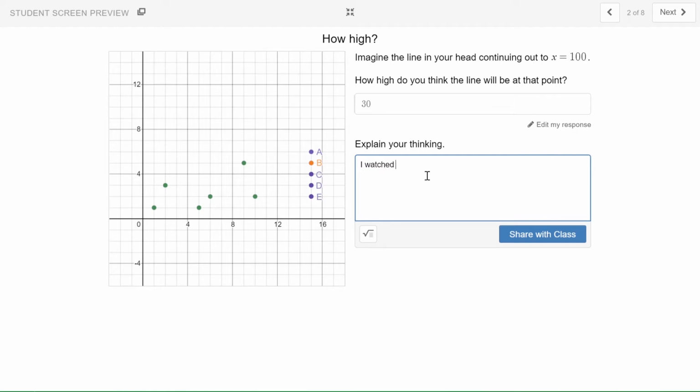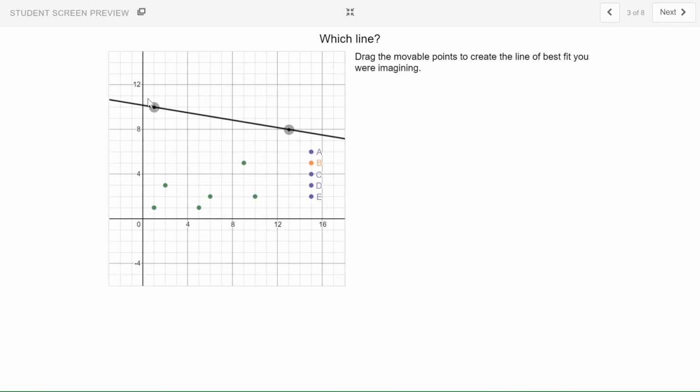I watched some BCPS-TV and learned about making lines that fit the data. That's how I made my approximation there. Ooh, so now we actually get to try it. So I'm going to try and pull these points down to best represent the line that I had in my head. And the line that I had in my head, I want to make sure that it has some points above, some points below, and a random pattern of above and below. So I have above, above, below, below, above, below. I'd say that's a pretty random pattern. Goes through point B, like I said on the previous screen. I feel pretty good about that.